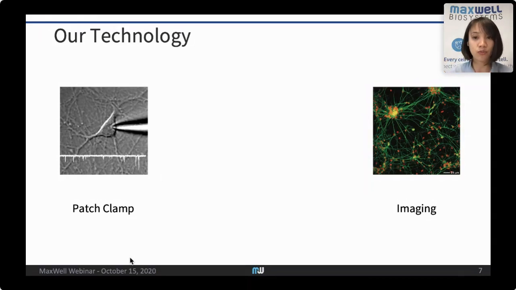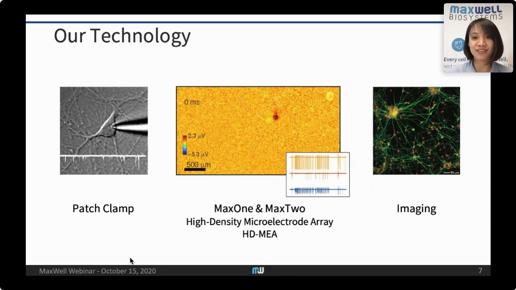On the other side, we have imaging that allows us to identify how cells form into networks, how they grow, and also how they mature and if they die. Our technology is a combination of these two technologies. It's high-density microelectrode arrays that detect action potentials from individual cells, but because we have many electrodes, we are able to extract the propagation of such signals from one cell to the next.